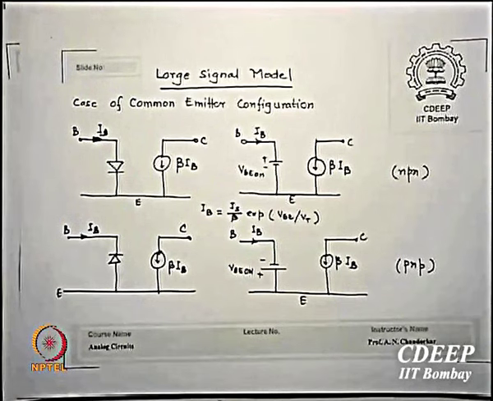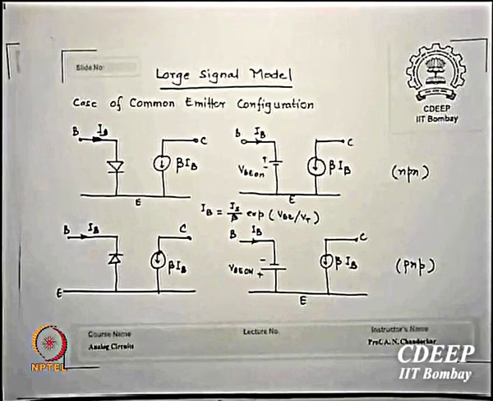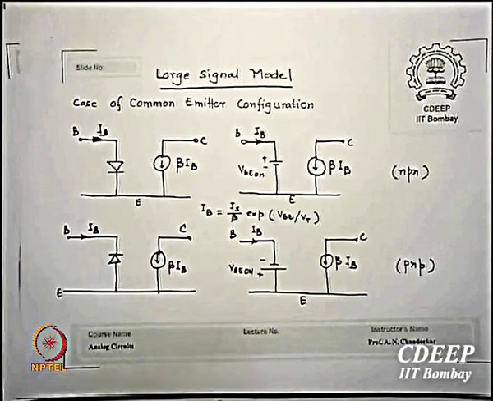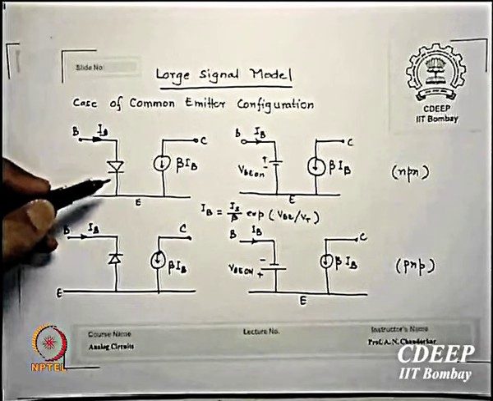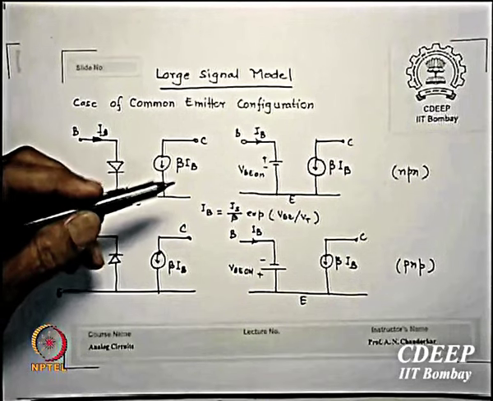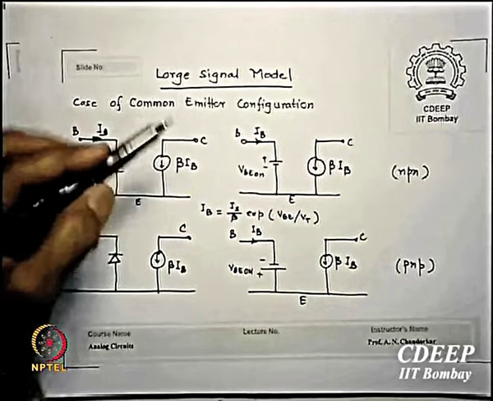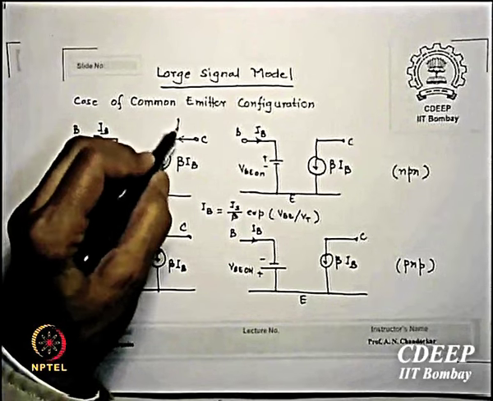Whatever VB I apply, e to the power qVB by kT is the diode current flowing, nkT if it is a different device and different regions. But the diode current is the base current. Is that clear? Diode current is the base current, and beta times that base current is the collector current. That is our model, okay, I must show you IC here.